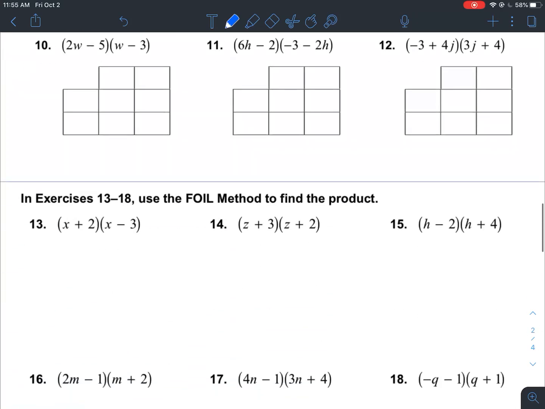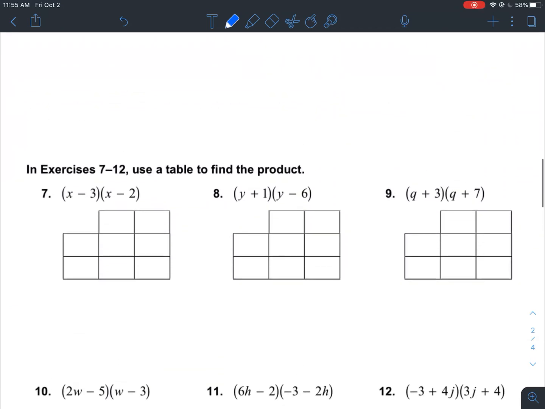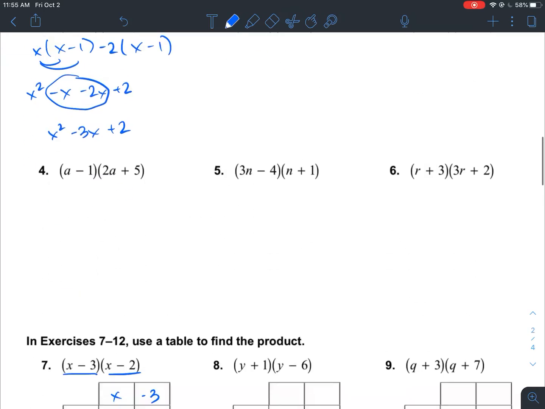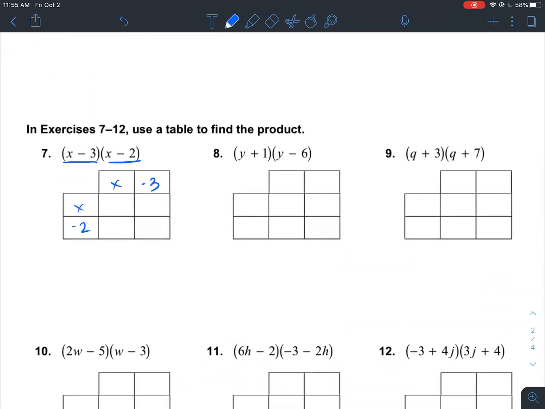Alright, down here we have the table method. I'll do the first one. So take the terms in both of these and plug them into the boxes. So x and -3, x and -2. Okay? So multiply the boxes together. So this would be x squared. This would be -3x. This is going to be -2x. And then -3 times -2 is +6. Okay? Now take the inside boxes. So that's x squared minus 3x minus 2x plus 6. Combine the middle terms because they are like terms. X squared minus 5x plus 6.